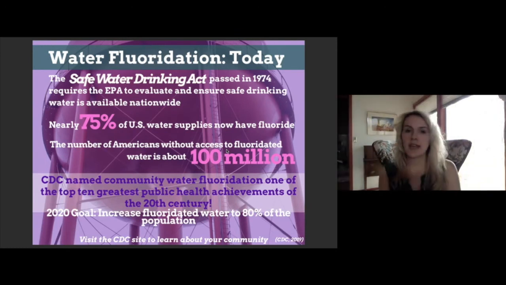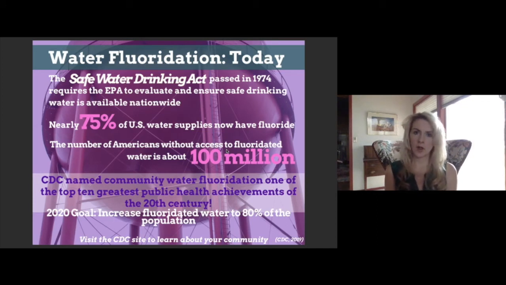So water fluoridation today, is this monitored? Is this regulated? Absolutely. The Safe Drinking Water Act, passed in 1974, requires the EPA to evaluate and ensure safe drinking water is available nationwide. Nearly 75% of U.S. water supplies now have fluoride. The number of Americans without access to fluoridated water is still about 100 million people. Why? Well, some cities aren't supportive of the water fluoridation movement, which we'll get into in a moment.